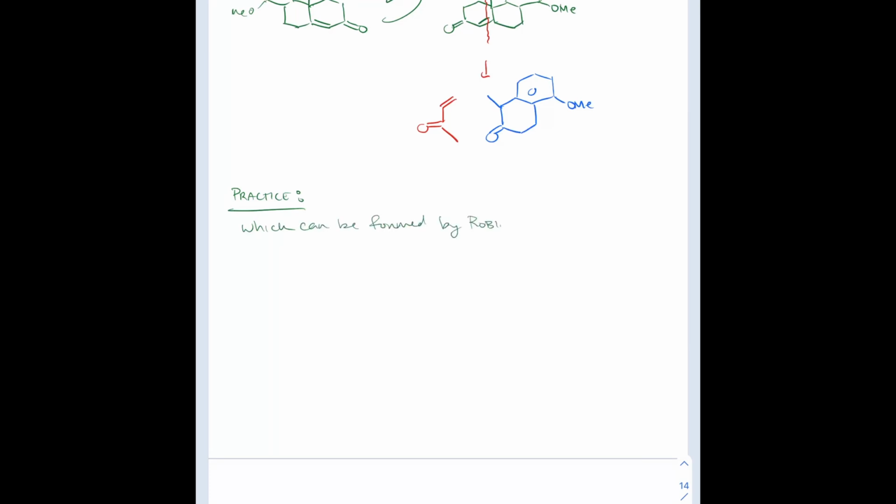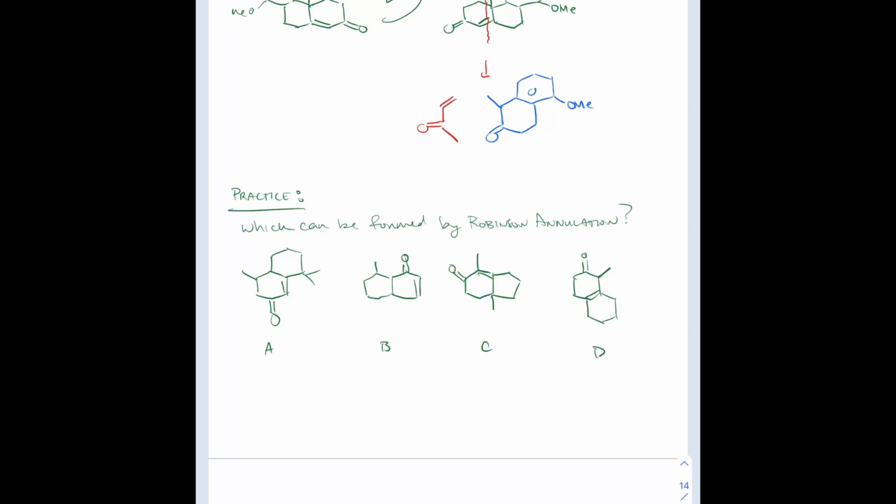Or I guess it's not the alpha beta unsaturated one. So which can be formed by a Robinson annulation. What we're going to do is draw out structures A, B, C, and D. I would advise you just to pause the video and try them on your own before I go over the answers. You can try, and what I would suggest is first orient them as we saw previously and see what you can get out of it.